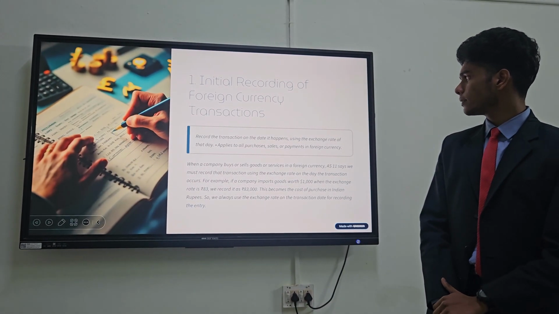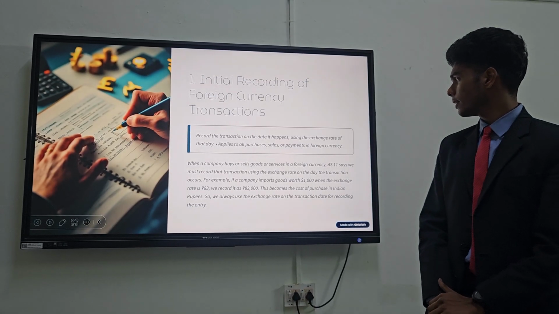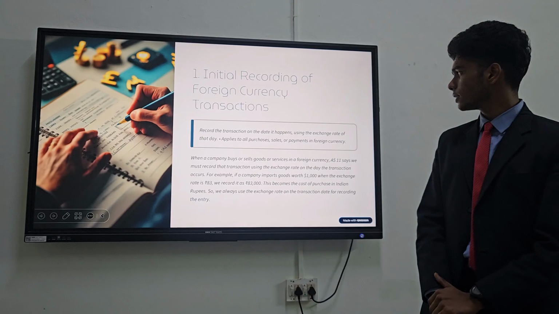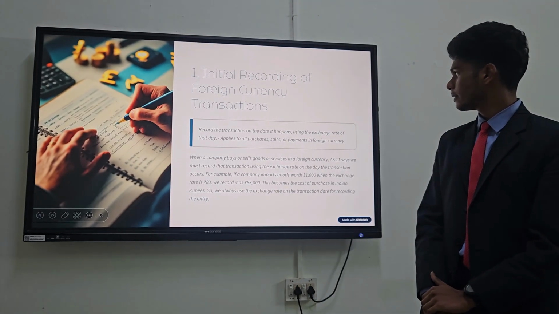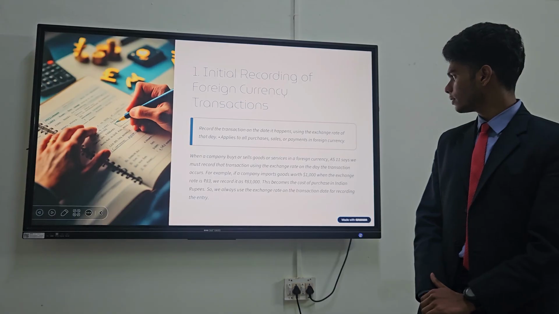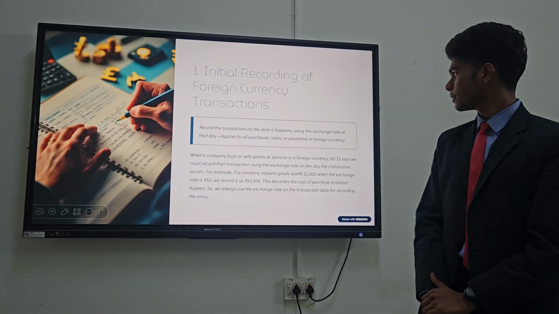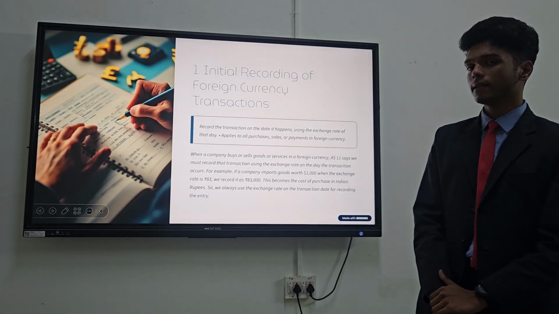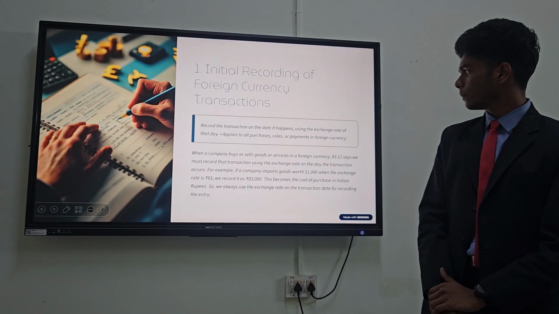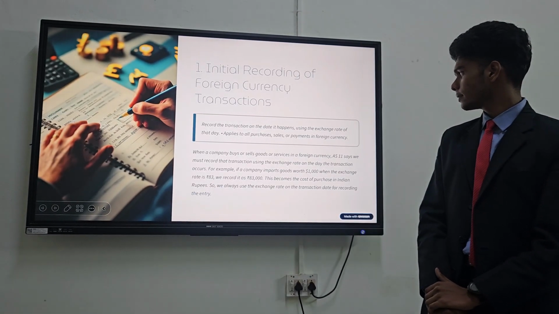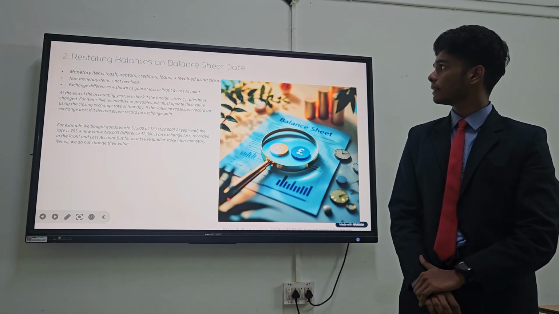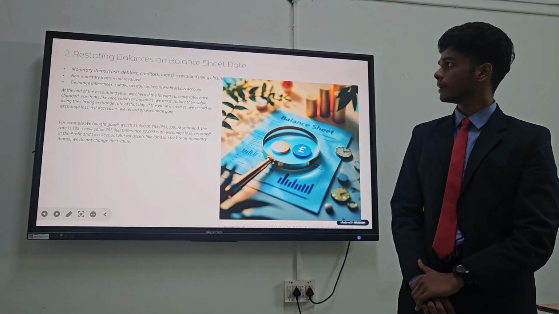When a company buys or sells goods or services in a foreign currency, AS-11 says that you must record that transaction using the exchange rate on the day the transaction occurs. For example, if a company bought goods worth $1,000 when the exchange rate is 83, we record 83,000. This becomes the cost of purchase in Indian rupees, so we always use the exchange rate on the transaction date for recording the entry.